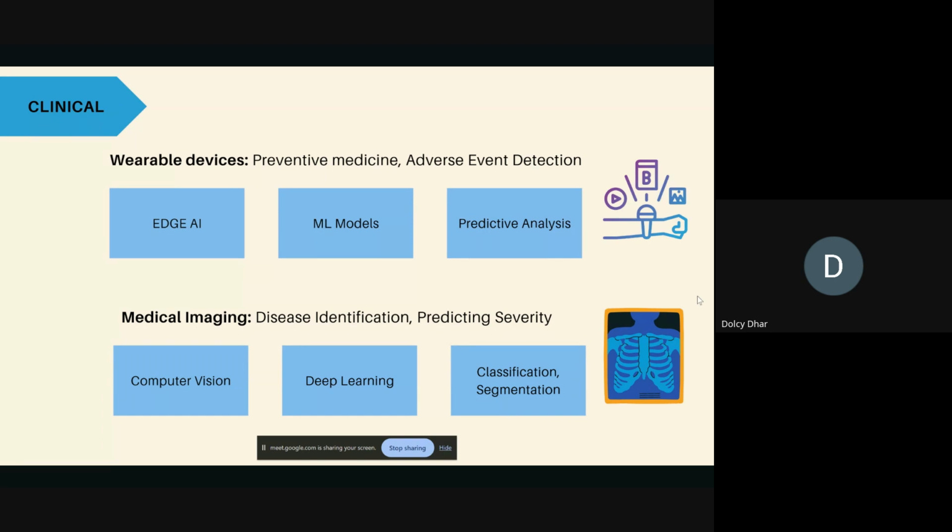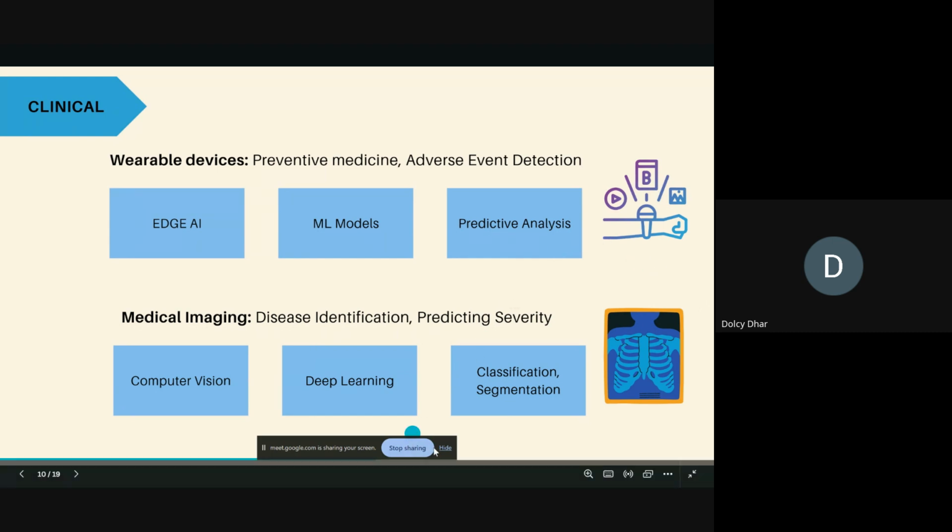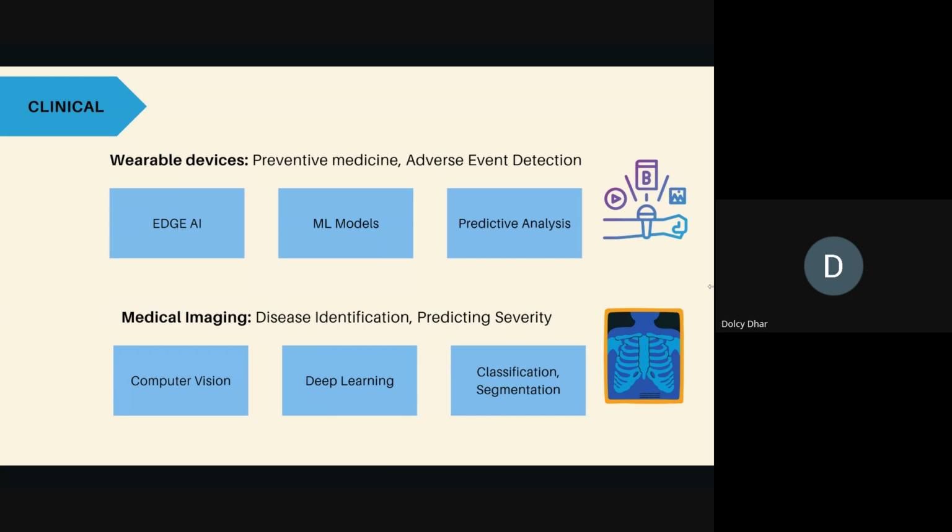When we look at medical imaging, we have to understand that medical imaging tells us two things. One is the disease, it classifies the disease, and the other is the severity of the disease. The imaging can actually help us look directly inside our person, or inside that organ. So it can help us predict the severity of the disease as well. The techniques that would be used would be computer vision, deep learning, and classification and segmentation.